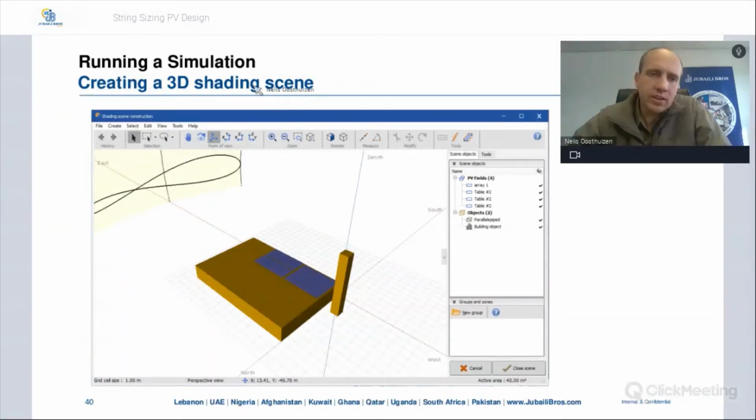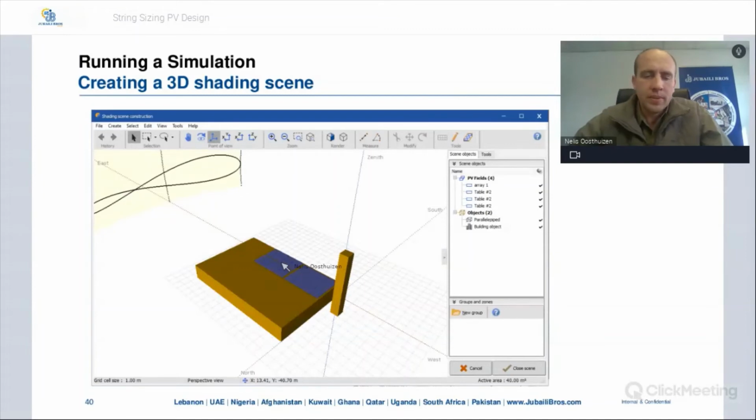So creating a 3D shading scene. In PVSyst, this would be a typical rooftop installation. This would be the roof area available for installation. You would then also arrange your modules. And in this one here, you can see this pillar is a possible point of shade. It can put shading on a module.